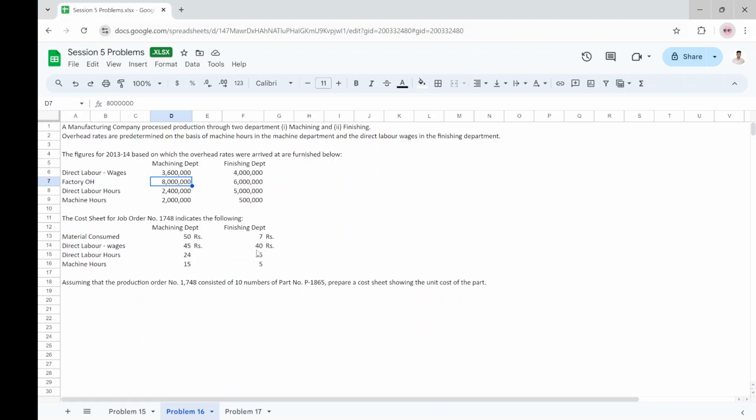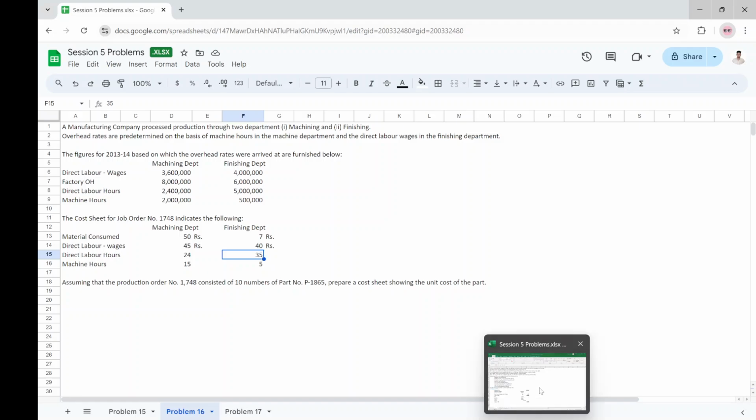Okay. And for the finishing department, the basis is machine hours in the machining department, and the direct labor wages in the finishing department. So direct labor wages was 4 lakh and factory overhead was 6 lakh, so 1.5 times. Here direct labor wages is 40, so 1.5 into 40 is 60. So nothing to do with direct labor hours because direct labor wages is given. So now add 50 plus 45 plus 60.